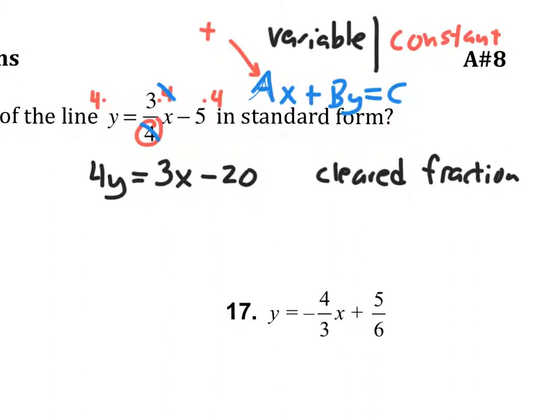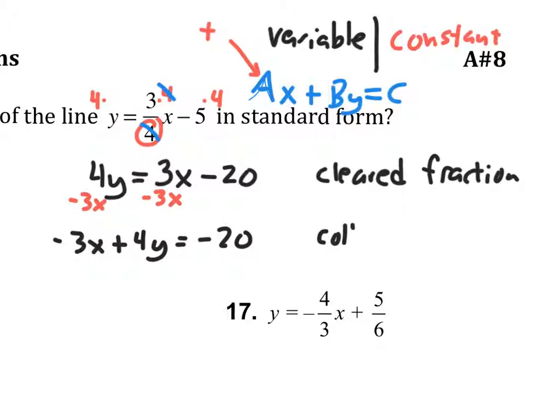Okay, next step, I do need to get the 3x to the other side. You do not have to show this work, but I'm going to. Notice that those are not like terms, so I bring down the negative 3x. Bring down the positive 4y, and I have the negative 20 remaining. So what did I do? I collected my variables. So all my variables are on one side.